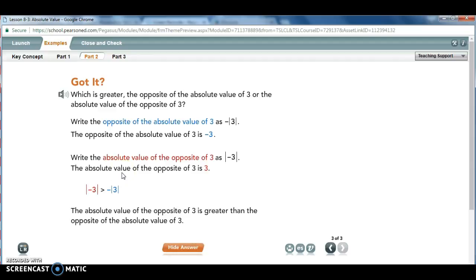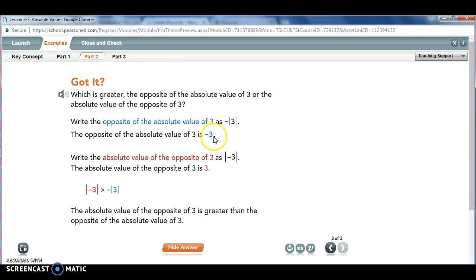Here is the answer to the got it problem. You can read it through, and it kind of explains it. We started with the opposite of the absolute value of 3, so they wrote that right here. The negative sign can be referred to with the word opposite. So opposite and negative sign mean the same thing right now. So the opposite, or negative, absolute value of 3. The answer to this problem is -3. Absolute value of 3 is 3, and we want the opposite of 3.